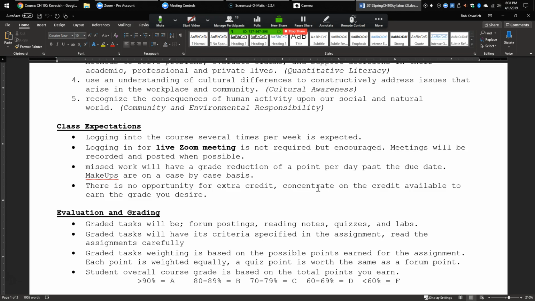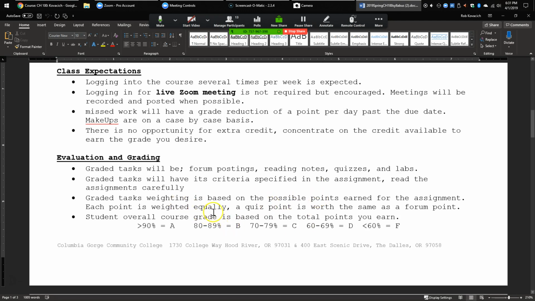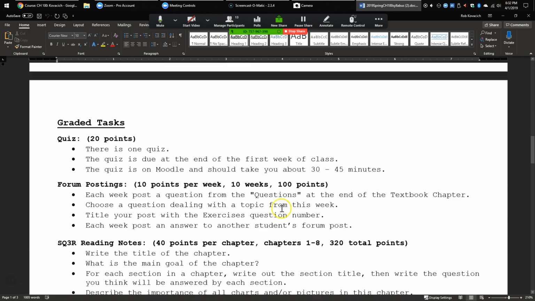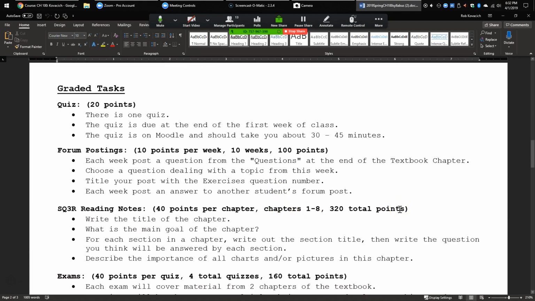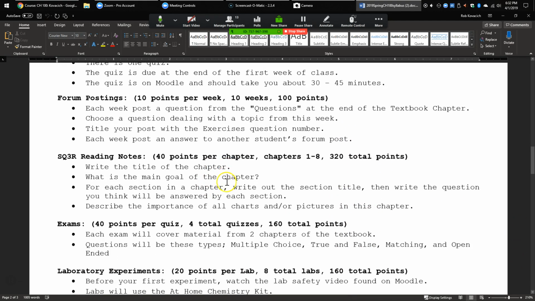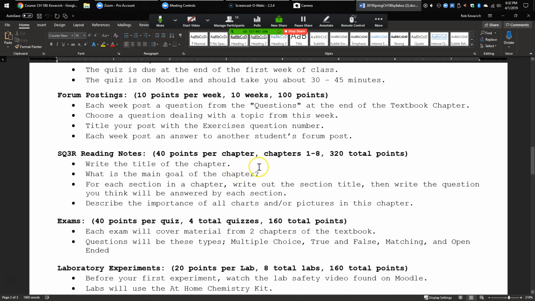So we'll have grades from forum postings, from the notes from the reading that you guys take, quizzes and labs, and everything's weighted in the normal way you would expect. An A is 90, a B is in the 80s, that kind of thing. The quiz is worth 20 points. There's just the one quiz. The forum postings are 10 points per week, 100 points for the class. The reading notes are 40 points per chapter. There are 8 chapters, so that's 320 points. So that's obviously a significant portion of your grade.